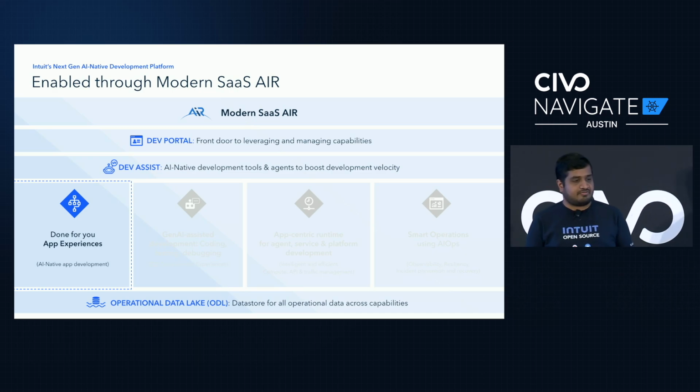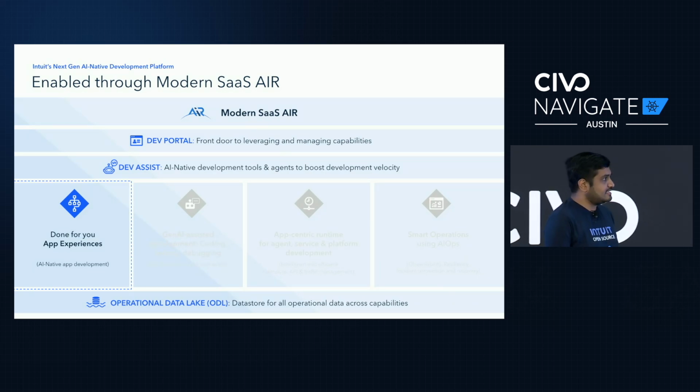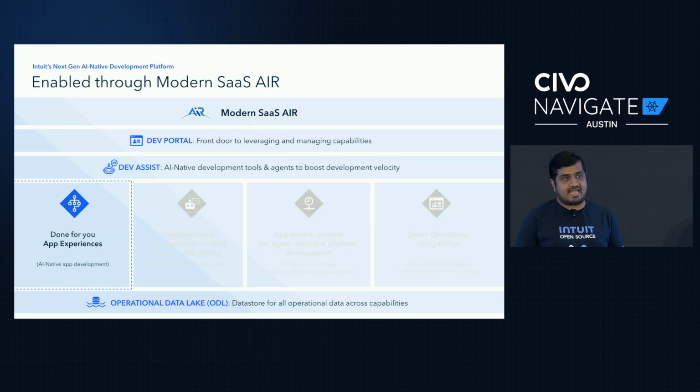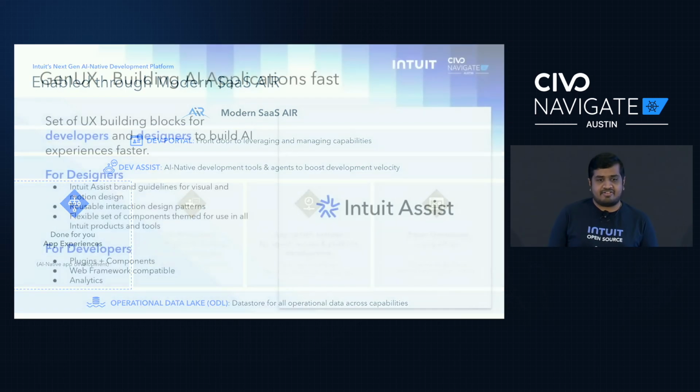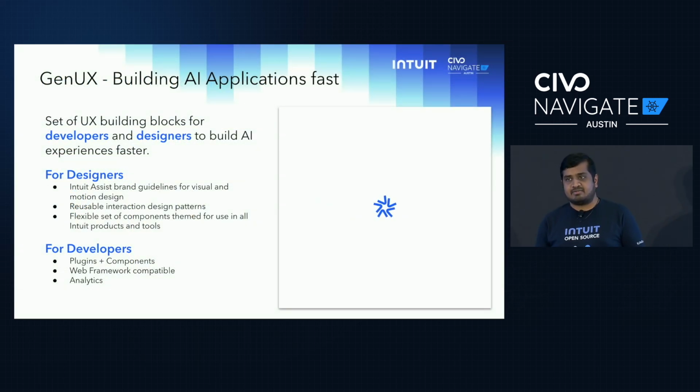So first one is done for you app experiences. This is essentially where we are enabling our developers to build AI applications faster. And the way we have done it is we have built something called GenUX and Intuit Design System.